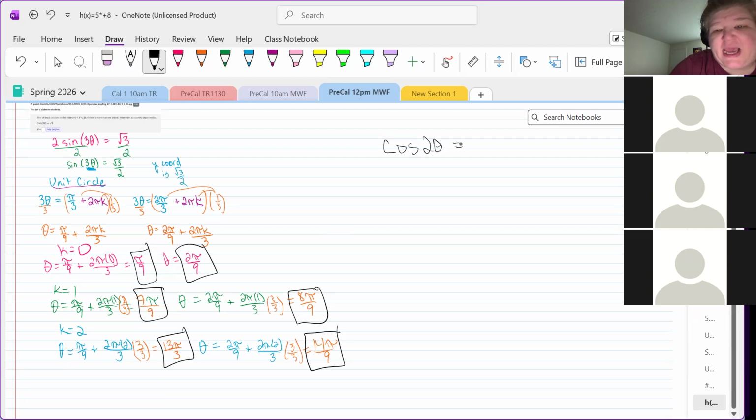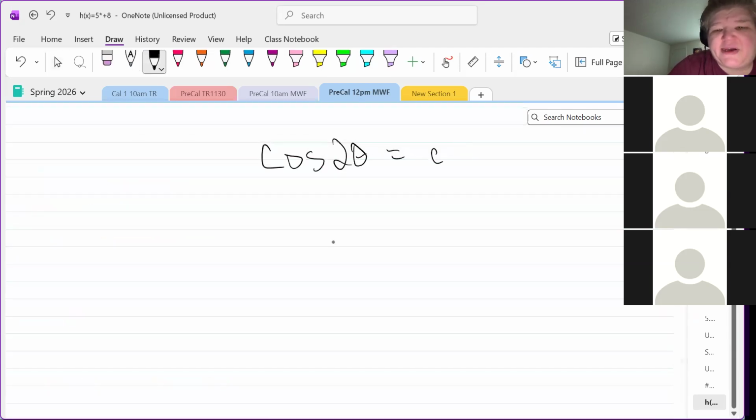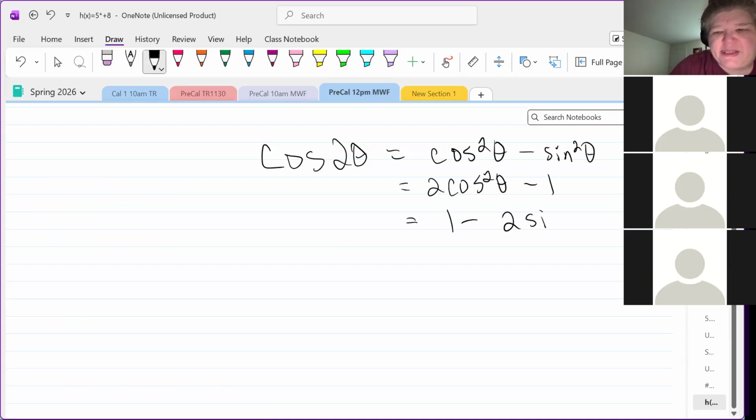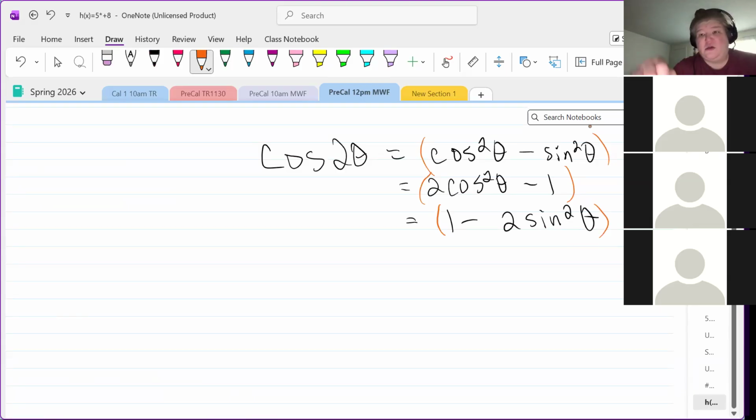Cosine 2 theta actually has 3 different formulas. There is cosine squared theta minus sine squared theta. There is 2 cosine squared theta minus 1. And there is 1 minus 2 sine squared theta. All of these are equal to cosine 2 theta. All of them can be used as a substitution for cosine 2 theta. So if you're given cosine 2 theta and you're being asked to solve for it, technically you could make one of these substitutions for it.